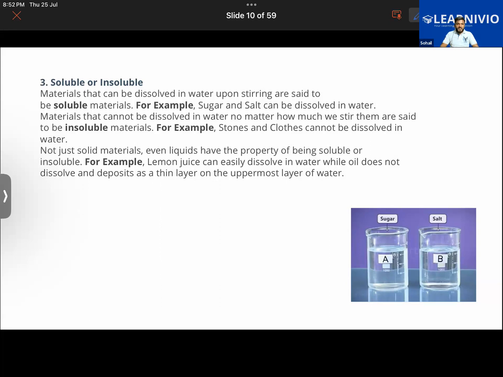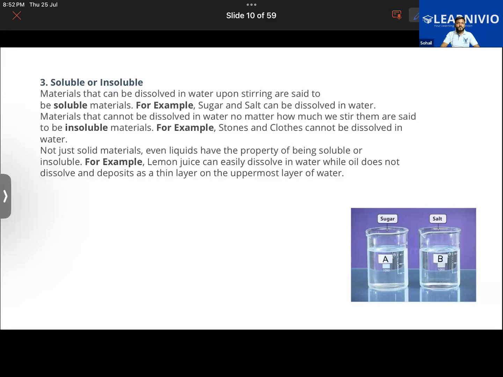Right? Sand is not soluble. So we have examples of solid objects like sand, stone, etc., which are not soluble. But then we have examples of liquid objects also, like oil, which is not soluble in water and it would be settling on the uppermost layer. Oil does not dissolve and deposits as a thin layer on the uppermost layer of water. So that was another basis of classification. Getting it?